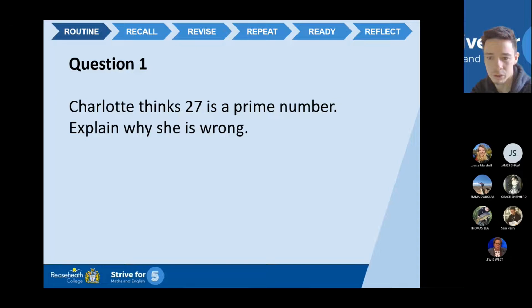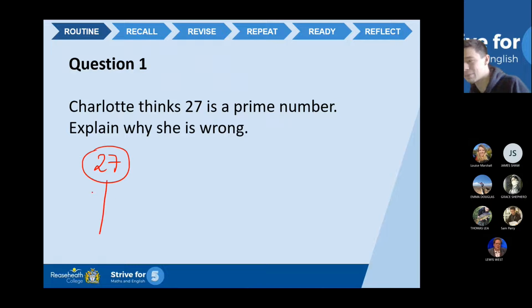Okay, so Charlotte thinks 27 is a prime number. Explain why she is wrong. Okay, so I'm going to use Tom's example here because Tom mentioned in his explanation on Desmos, he put because it can be divided by 3 and 9, which is exactly right. If a number can be divided by other numbers other than 1 and itself, then it can't be prime. So 27 can be divided by 1 and 27, but also 3 and 9. So it's got 4 different factors there.